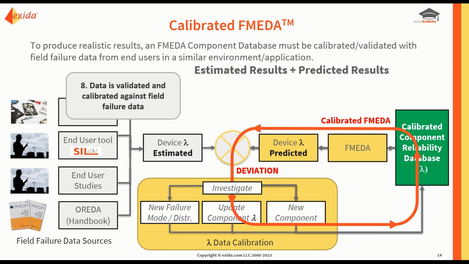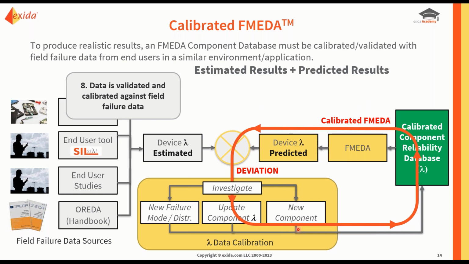And if we find that our predicted rate is possibly less than the estimated, there's an issue there, there's an error, because our results are probably overly optimistic. Normally in that situation an investigation is carried out to see what the discrepancy is. And normally one of three outcomes occurs: we either have to introduce a new failure mode for the particular component, we might have to update a component within the analysis, or we develop a new component and put that into our component database.